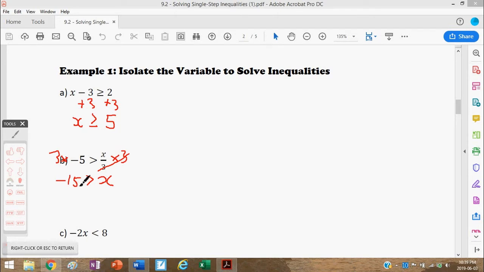So, will it be true for x is equal to negative 15? Let's try it and see. Negative 15 divided by 3, that is equal to negative 5. Negative 5 is not greater than negative 5. So it doesn't work when x equals this, but that's not my inequality. Let's pick a nice number, negative 18. That is smaller than negative 15. Negative 18 divided by 3 is negative 6. Negative 5 is greater than negative 6. It works. All right.